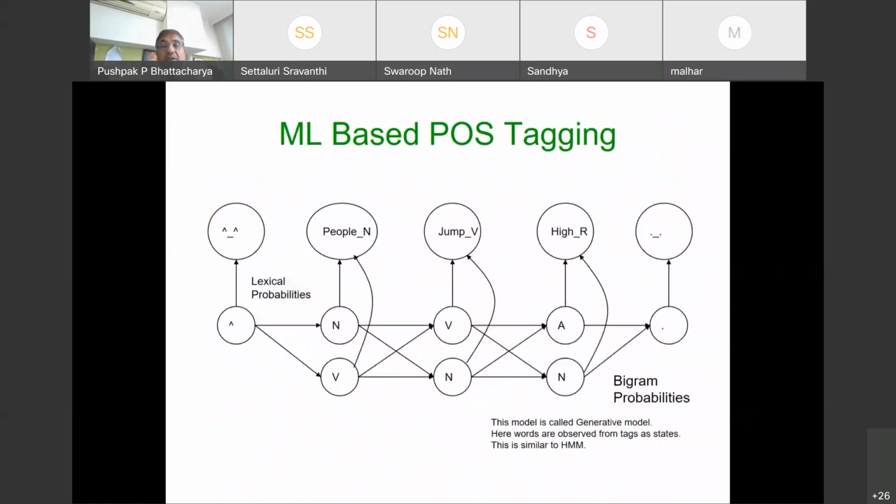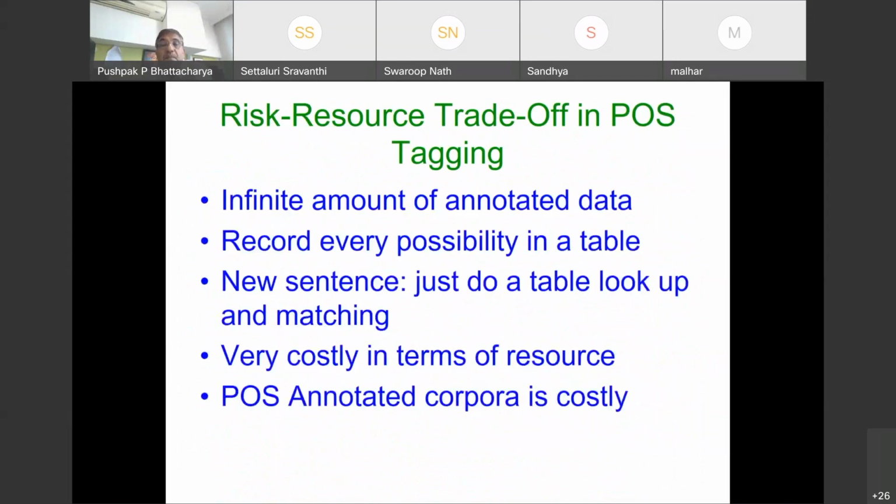Let me finish with another situation, the machine learning based part of speech tagging problem. So there is also a risk versus resource trade-off. Now, risk versus resource trade-off in machine learning is also called the false positive, false negative problem. If we had an infinite amount of annotated data, and if we record every possibility in a table, then a new sentence will just do a table lookup and do a matching. Infinite means every conceivable sentence is there in the annotated data.